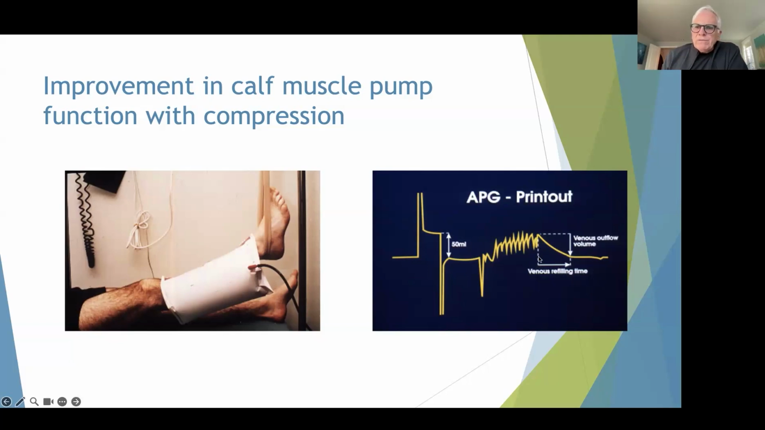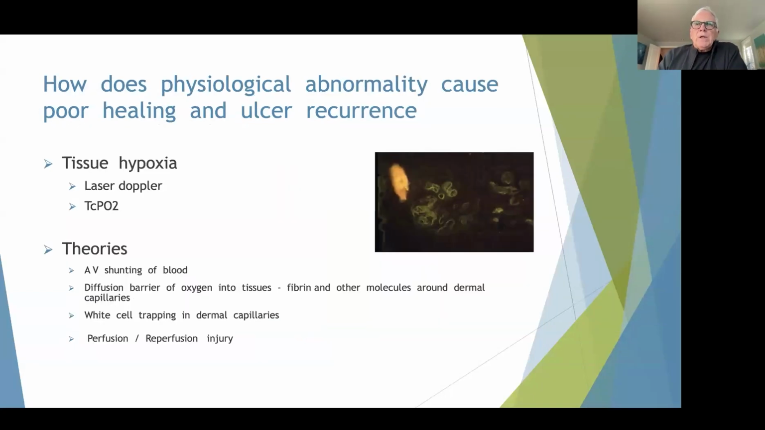So it's a combination of, if the valves are not working, it refills quicker, but also you may have an inability to pump a full load out of the leg, particularly if the muscles are not working normally. So how does all of that increased pressure translate into a problem with ulcers and wounds? And this is where there is still a relative degree of uncertainty. We do know from different studies with laser Doppler, transcutaneous oxygen, that there is hypoxia in the tissues. So that we can measure, that we can see.